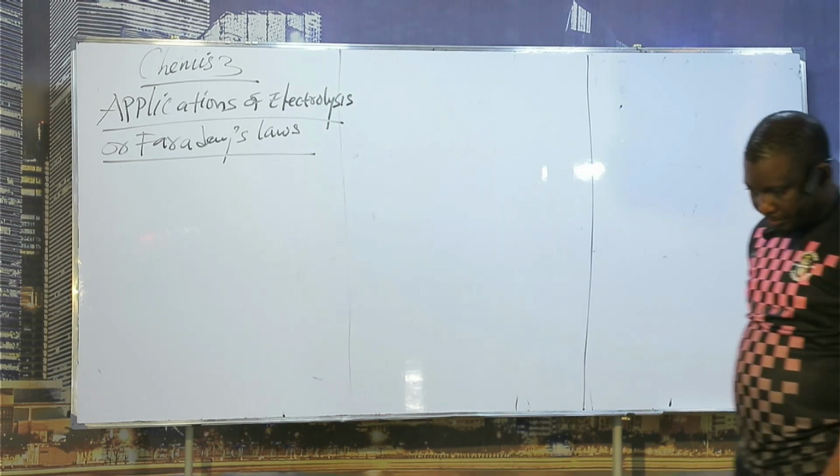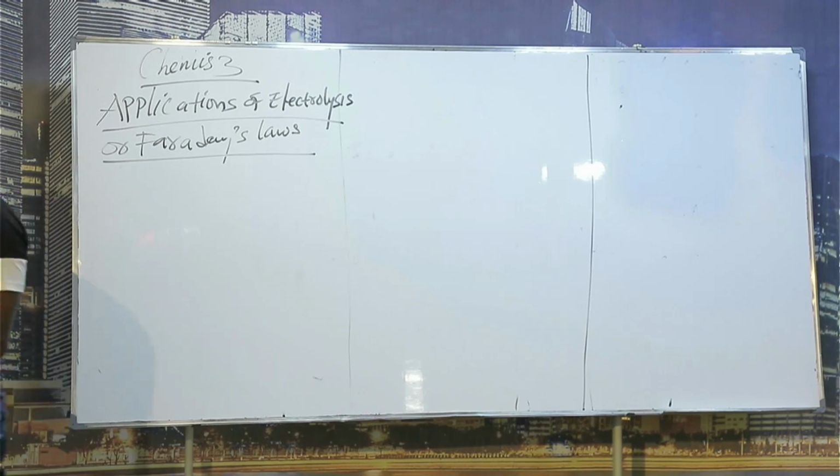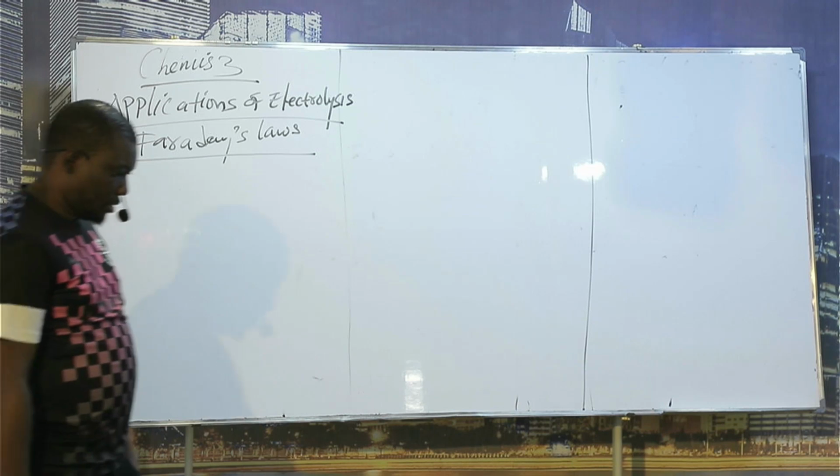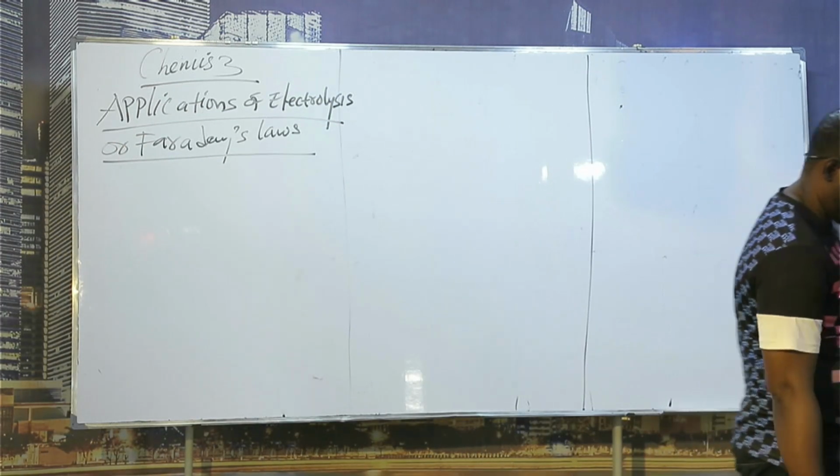And number five: manufacture of caustic soda, in brackets sodium hydroxide.